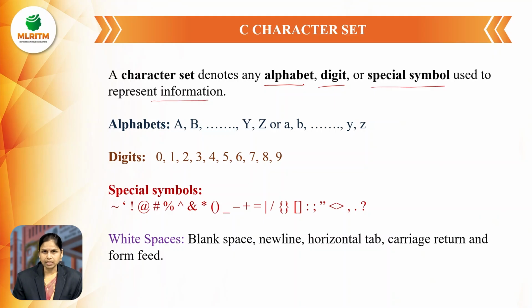When we use all these, digits, alphabets, and special symbols, this combination is called the C character set. It means we are using alphabets, digits, special symbols, and also white spaces, which are used to write a program in C language. In our computer, the keyboard contains alphabets, digits 0 to 9, different types of symbols, and spaces also, vertical space and horizontal space. By using the combination of all these character sets, we can write the program in C language.